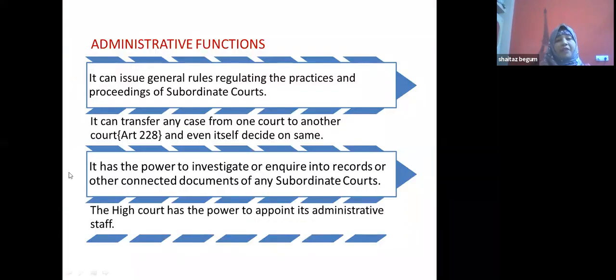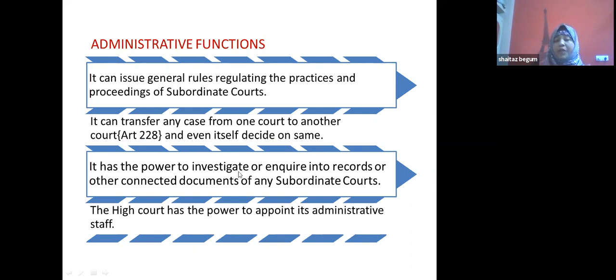Then administrative control. The High Courts can issue general rules regulating the practices and proceedings of subordinate courts. That means it can control the subordinate courts. It supervises the subordinate courts. It can transfer any case from one court to another court according to Article 228, and it also has the power to decide the judgment of that case itself. Also it can sort out that case.